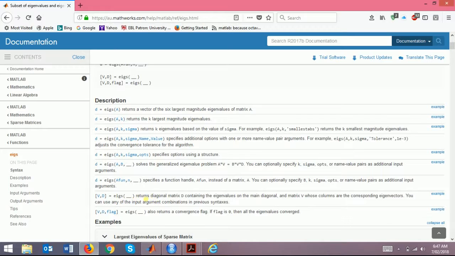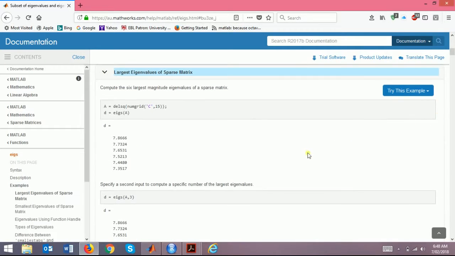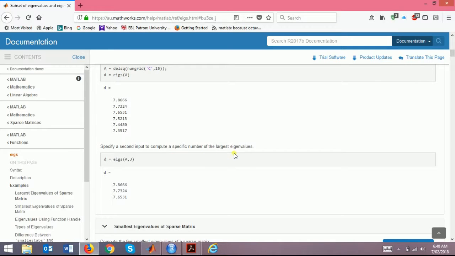VD returns a diagonal matrix containing the eigenvalues on the main diagonal and matrix V. So D is the matrix where eigenvalues are, so it's a diagonal matrix. D creates a diagonal matrix and V are eigenvectors, it gives you a vector and a diagonal matrix. You can use any of the input argument combinations. So fine. K largest magnitude, so it's the second input to compute a specific number of largest eigenvalues. We are looking for the largest eigenvalues.